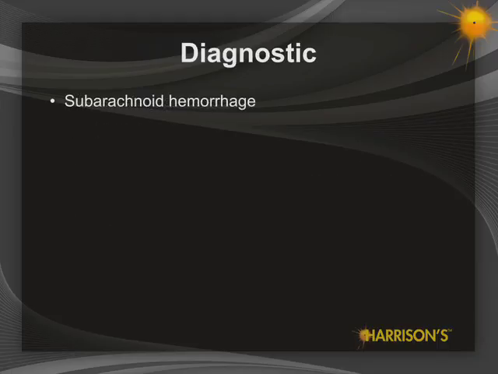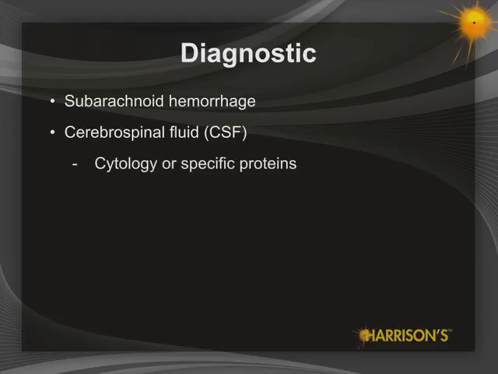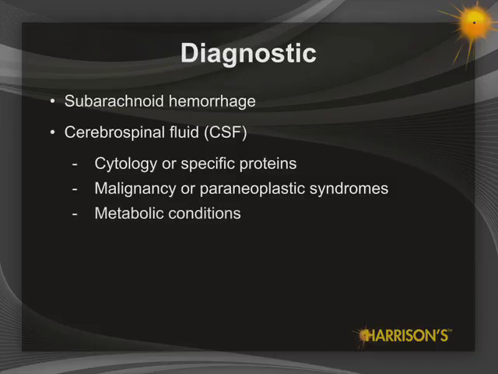Subarachnoid hemorrhage may also be diagnosed with lumbar puncture. Additionally, CSF may be analyzed for cytology or specific proteins to diagnose other conditions, such as malignancy or paraneoplastic syndromes. Metabolic conditions may also have findings in the CSF.